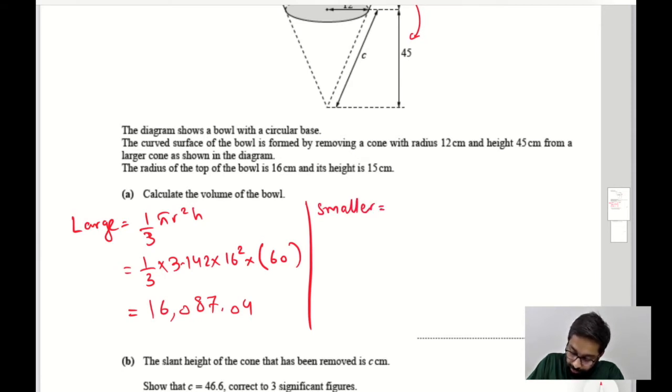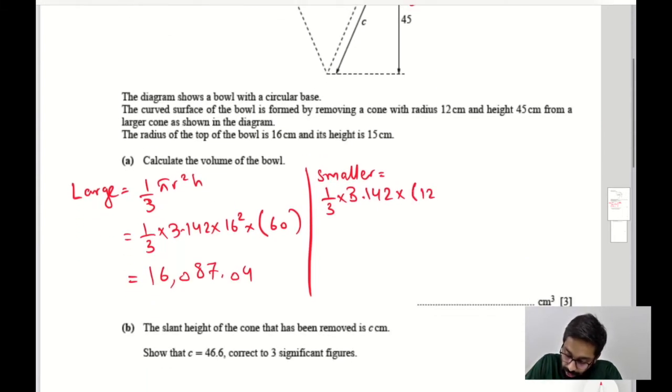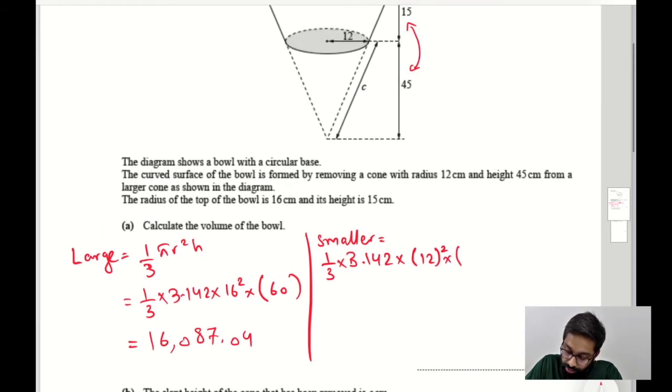Now let's calculate the volume of the smaller cone. Of course, we use the same formula. 1 over 3 times 3.142 times the smaller cone has a radius of 12 centimeters. So we use 12 centimeters squared times the height, which is 45 in this case. So let's find the volume of this thing. 3.142 times 12 squared times 45 divided by 3, and we get 6786.72 centimeters cubed.